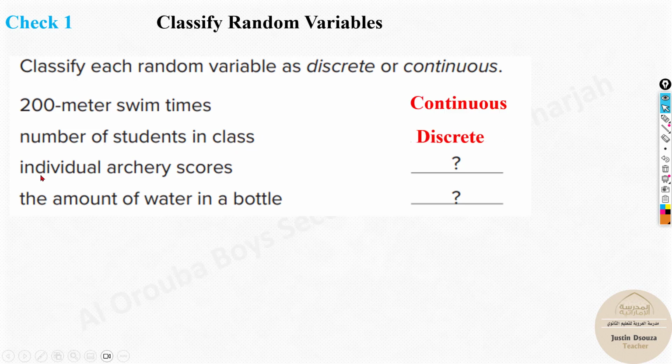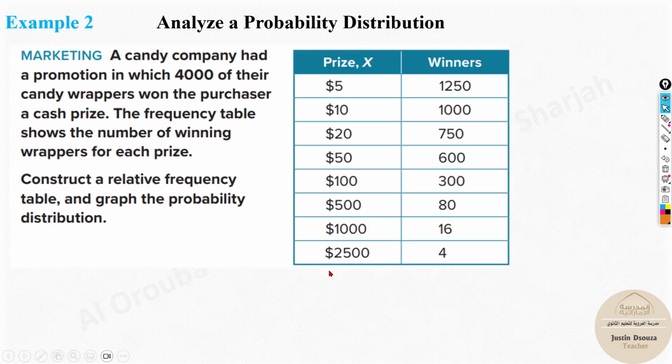This is discrete. Individual archery scores. Now, I checked about archery scores. It usually comes as a whole number, and a single person's archery score can be counted. So it is discrete. The amount of water in a bottle, it can be a few ml, decimal point, anything, right? It's continuous. Understanding this scenario is important. Then you can easily understand whether it's discrete or continuous. That's the first part. Now we need to analyze probability distributions here.